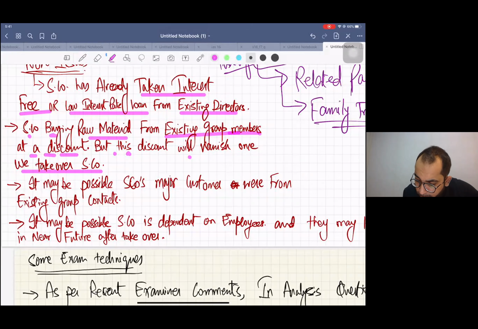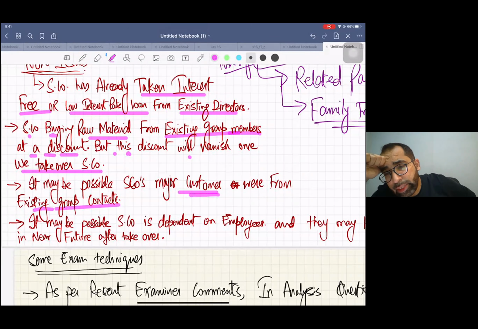that S company's major customers were from the existing group contacts. Yes, it is possible that we are buying a company and that company's major sales are within the group sales. Once we have taken over, that company will no longer be part of that existing group. So all customers will run away, and that means your investment will be worthless.